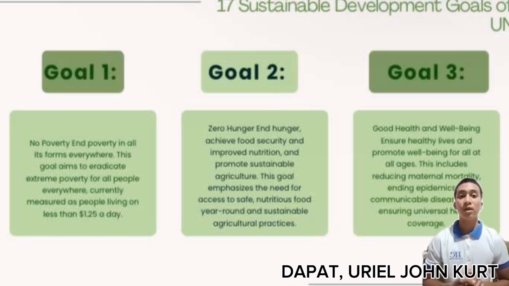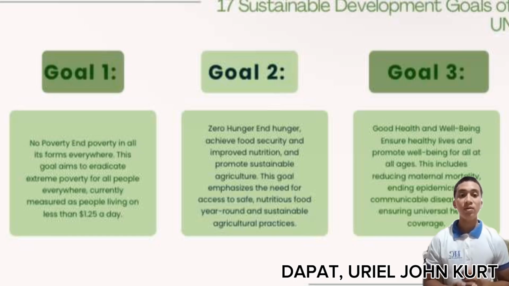So the strategy on how to apply zero hunger is to have sustainable agricultural practices, investment in rural development, improve food distribution systems, and reduce food waste.